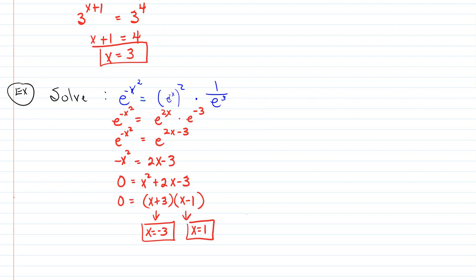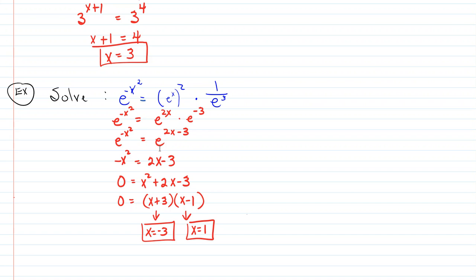So on this one, power to power, that becomes 2x. This one, if we want this to come to the top, then it changes from a positive 3 exponent to a negative 3 exponent. So then the next step, this is the same base being multiplied, so we can add these two exponents. So I now have e to the negative x squared equals e to the 2x minus 3.